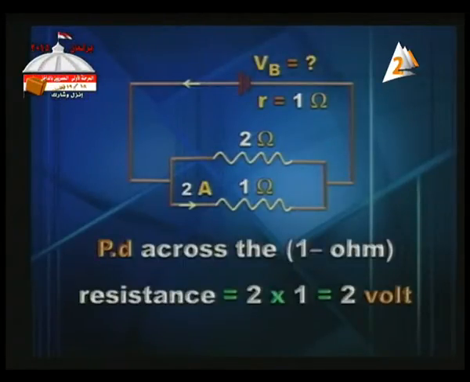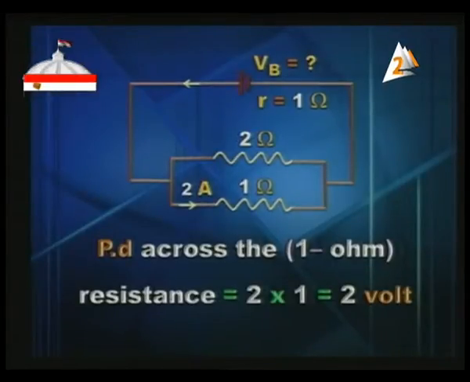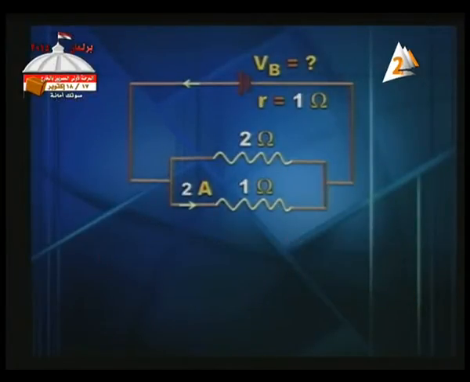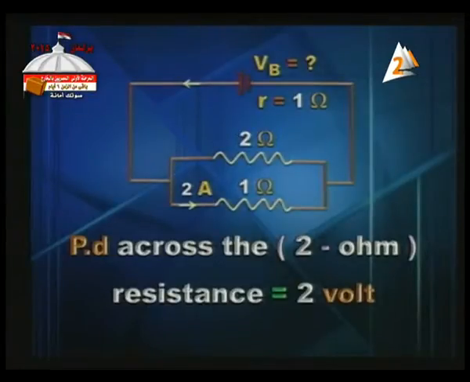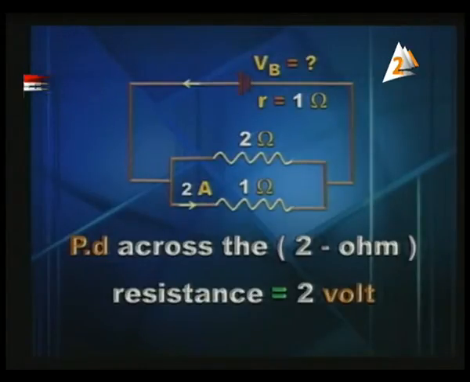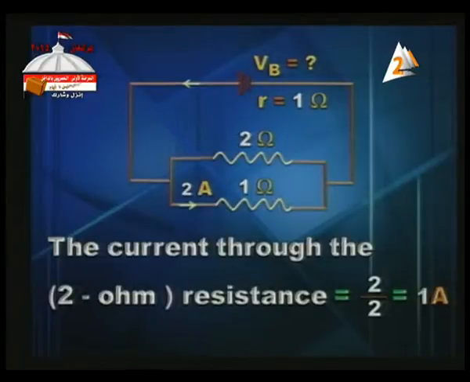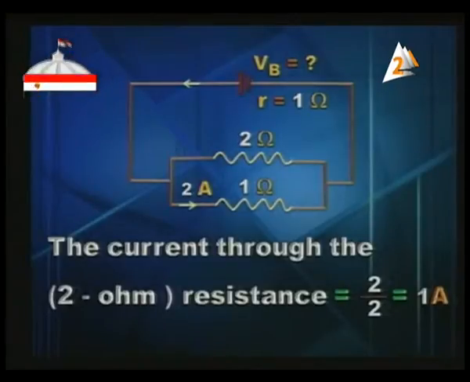As I said, the potential difference across the 1 ohm resistance is the product of resistance and current. So it is 2 times 1, it is 2 volts. And what about the potential difference across the 2 ohm? It is the same since they are connected in parallel. So it is 2 volts. We managed to obtain the potential difference, so it's easy to determine the current. The current through the 2 ohm resistor is the voltage over the resistance, 2 over 2, it is 1 ampere.